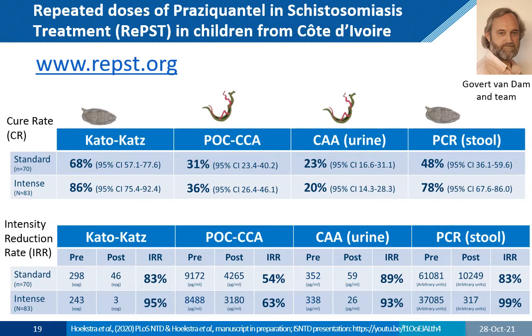But when we analyze absolute cure rates, it seems to make a difference whether you use a test based on egg detection, such as microscopy or PCR, or a test reflecting worm loads, like the circulating antigens. In particular, the highly specific CAA test suggests that there are still worms present, although much less, but they're still present even after repeated praziquantel treatment.